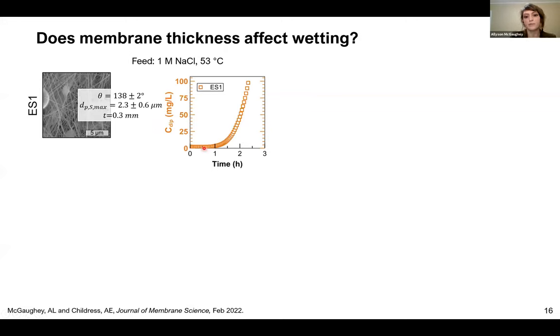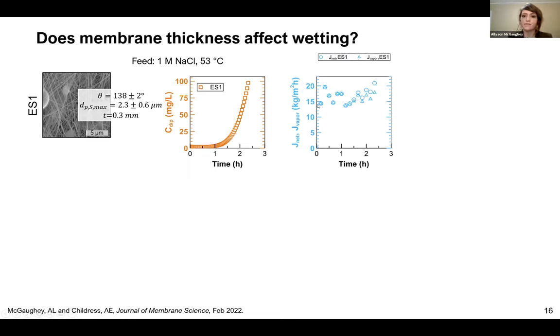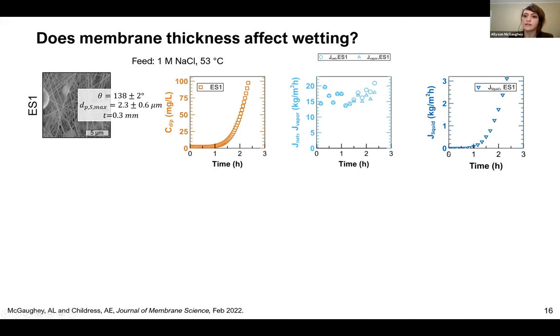So here we see results for CDP versus time. And we see that this membrane wetted relatively quickly, after just about an hour of operation, and CDP increased relatively rapidly. We see that net and vapor flux initially are very similar and overlapping, suggesting the membrane was dry or mostly dry. And eventually vapor flux was slightly lower than net flux. And if we look at liquid flux, we see this increasing trend. So here for the first time, I'm showing increasing wetting mode under baseline conditions. So not associated with solution chemistry effects, but with some material property.